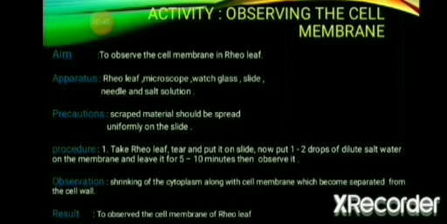Before conducting any experiment, we have to know the precautions, because without knowing the precautions, it leads to damage. Precautions: scraped material should be spread uniformly on the slide. Procedure: take the Rhoeo leaf, tear it and put it on a slide. Now put 1 to 2 drops of dilute salt water on the membrane and leave it for 5 to 10 minutes. Then observe it under the microscope. Observation: shrinking of cytoplasm along with cell membrane, which becomes separated from the cell wall. Result: observed the cell membrane of Rhoeo leaf. Students, I hope you are understanding it.